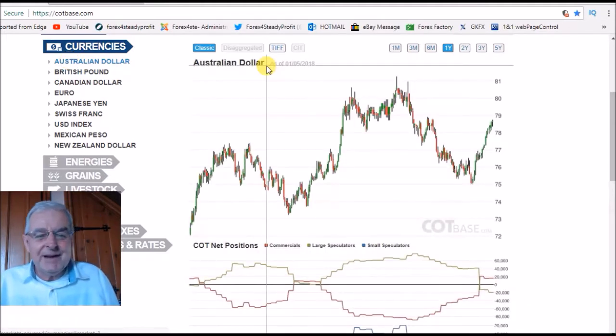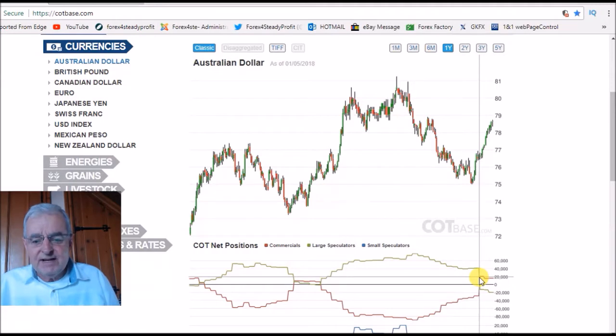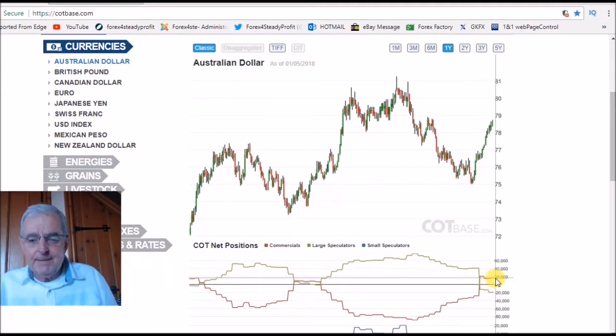So here we go with the Australian dollar. Basically, if you look over the last 4 weeks, the Australian dollar has had some really good upside, and basically the commercials have kept their position.